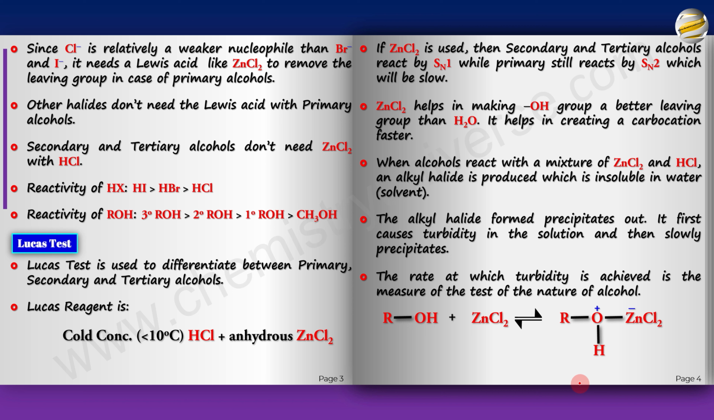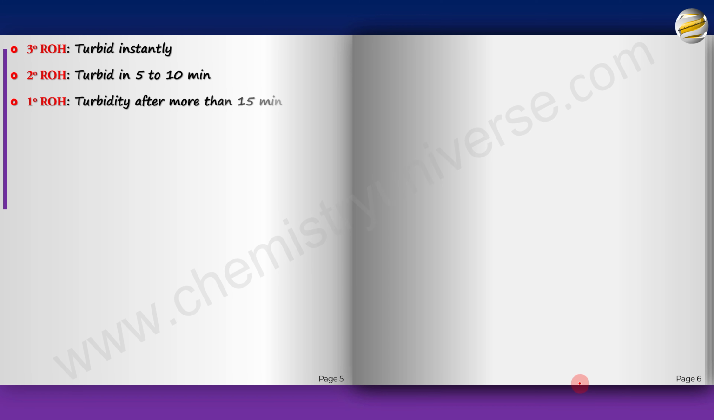So you have R plus formed, and then eventually the R plus will end up giving the RX. Of course, with primary it will go by SN2. So what is the rate? If you have tertiary, the turbidity is instant. With secondary, it takes around 5 to 10 minutes, and with primary, it takes 15 or sometimes even more than that.